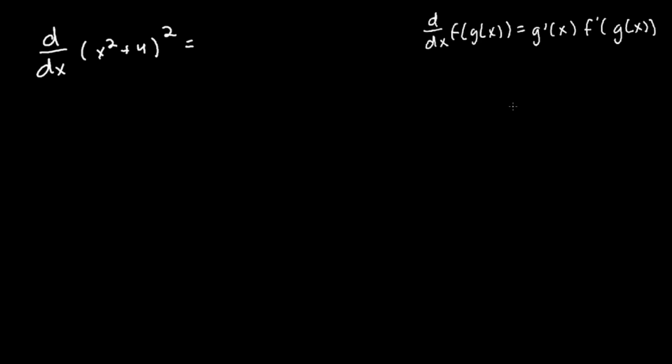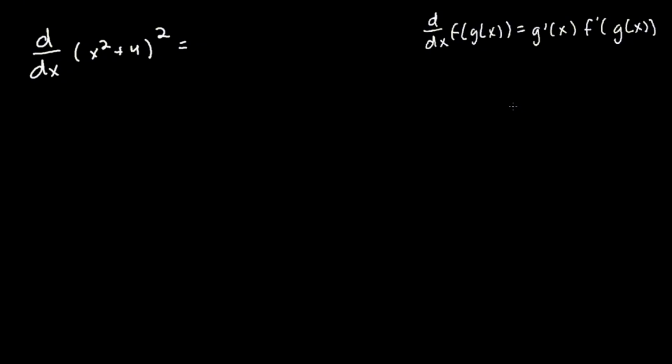So for this problem, you have (x squared plus 4) squared. Now you could just distribute the square, by multiplying x squared plus 4 with itself, and then using FOIL and then using power rule. But you can use chain rule in this case as well. And chain rule, once you get used to it, is significantly easier than just doing that. You'll save a lot of time in your tests.